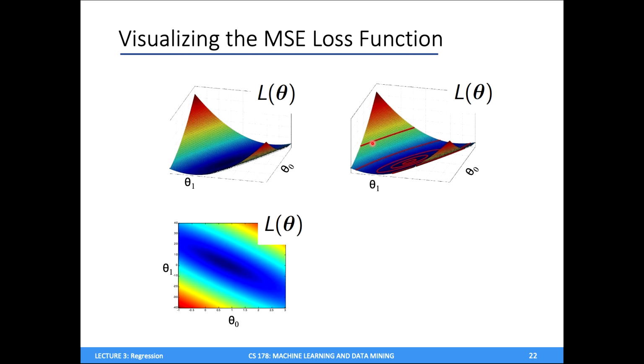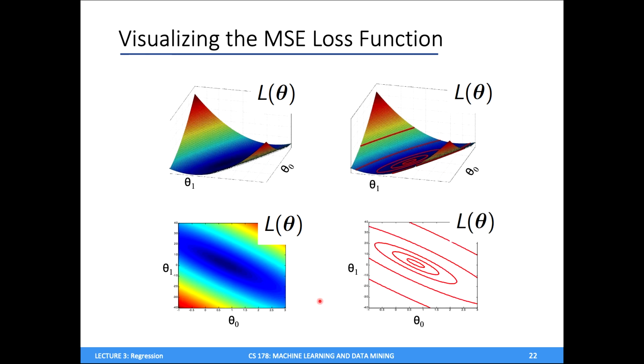Visualizing things in 3D is pretty hard, so we can squash things down into 2 dimensions and get another visualization here. It's the same loss surface, except instead of showing you the height of the surface, it's just showing you the colors. So again, blue is low loss values and red is high loss values. And we can also do this in terms of the contours, so we just showed the contours of this surface as well.